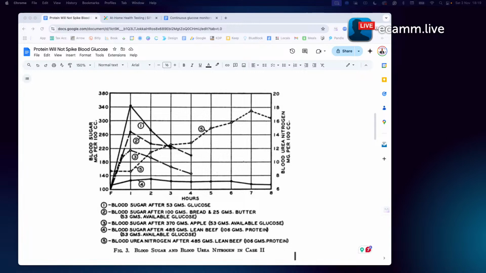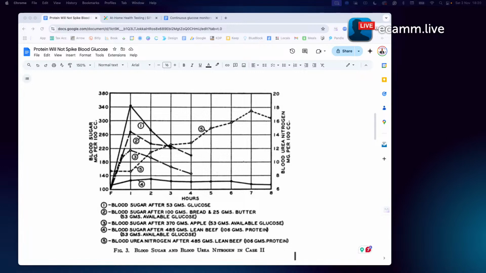Number 3, blood sugar after 370 grams of apple. Apple, you see, 53 grams of available glucose. And look, you got a spike. Not as bad as straightforward glucose, not as bad as bread and butter, but the apple puts it up. Cut to the chase, number 4, which is the lean beef, 106 grams of protein. And look at the blood glucose. It did not go up.